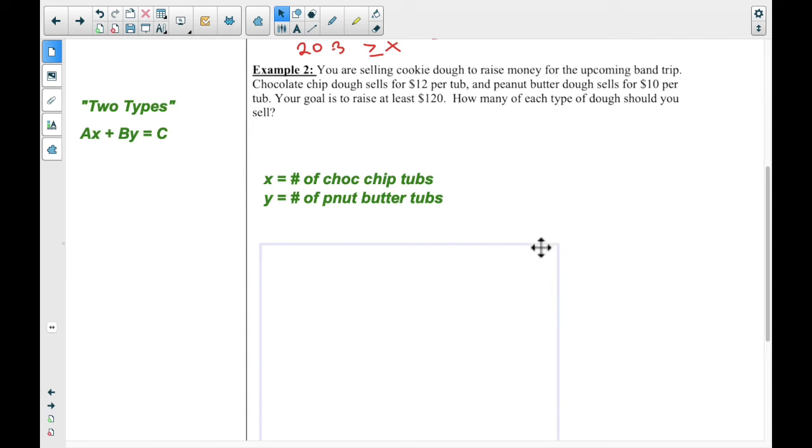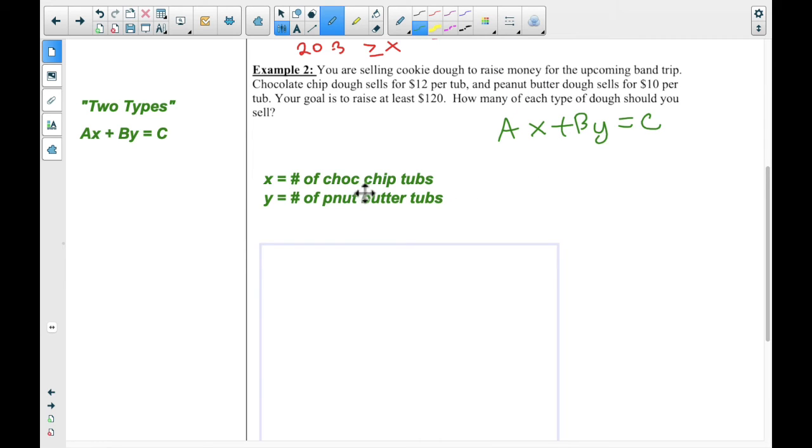Okay, so we now need to figure out, if we're going to use ax plus by equals c, and x is the chocolate chip tubs, well, they are $12 per tub, so that's a 12x, and y is the peanut butter tubs, and they sell for $10 per tub. And we want to make at least $120. So this has to be greater than or equal to $120.